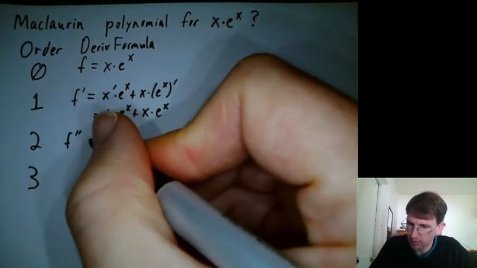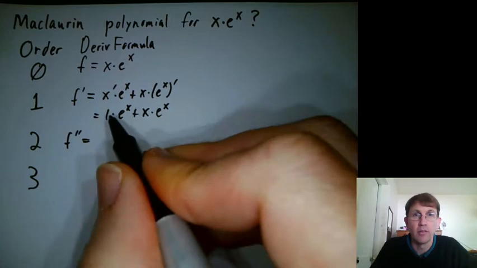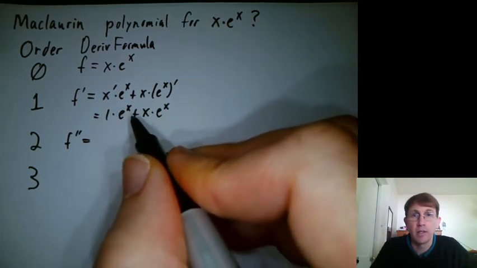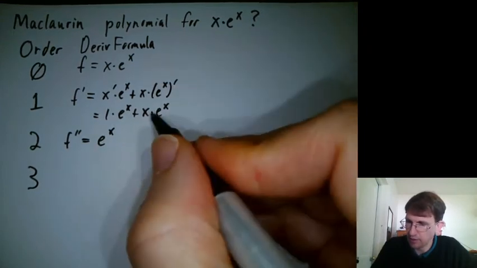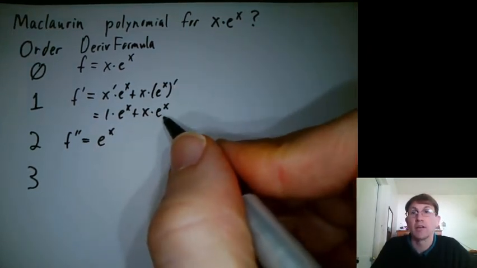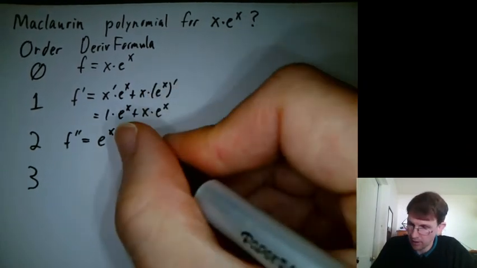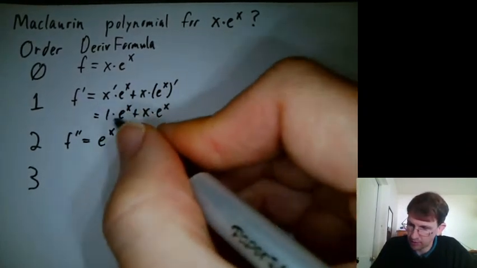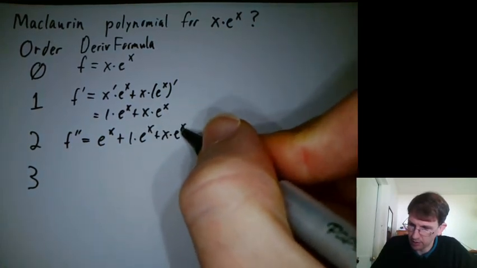And then how about f double prime? Got to use derivative of this. Well, that 1 times e to the x, that part's easy. That's derivative is just e to the x. And then x times e to the x, have to use the product rule. Actually, we just did that, so we could copy. So we'd get just this answer again, 1 times e to the x plus x e to the x.